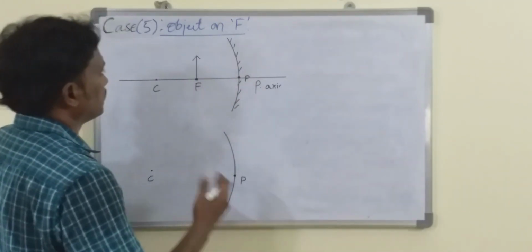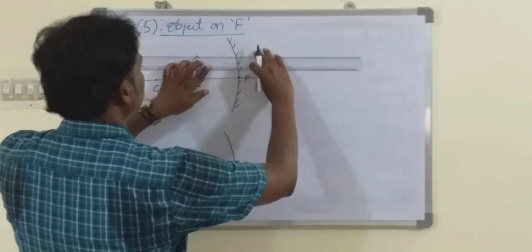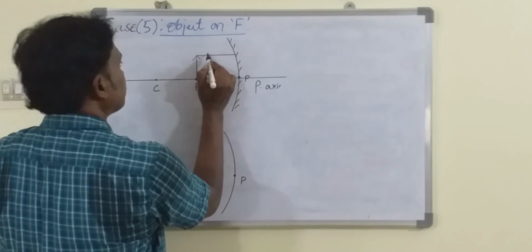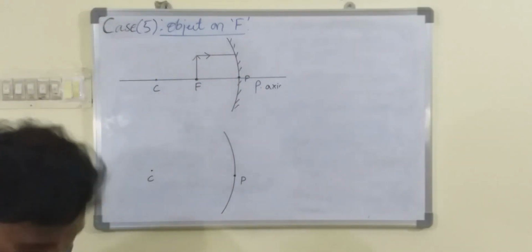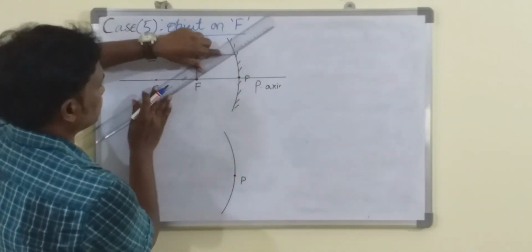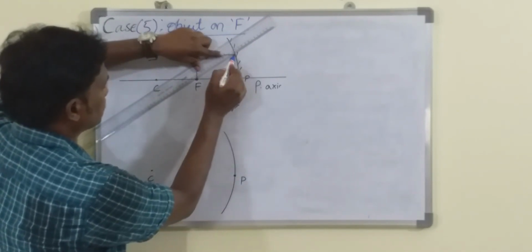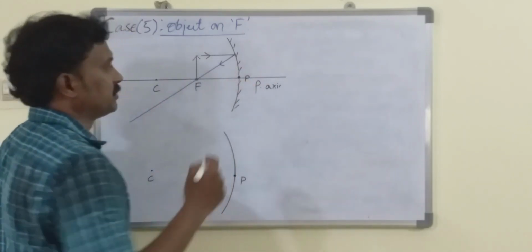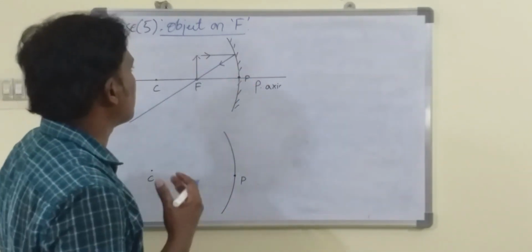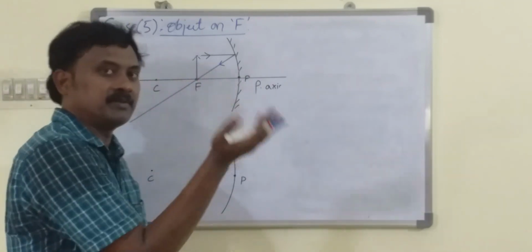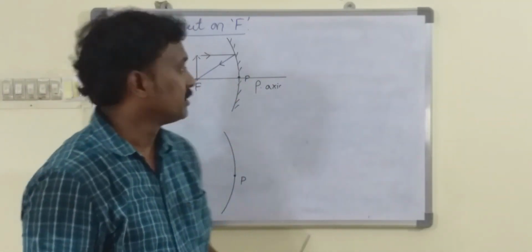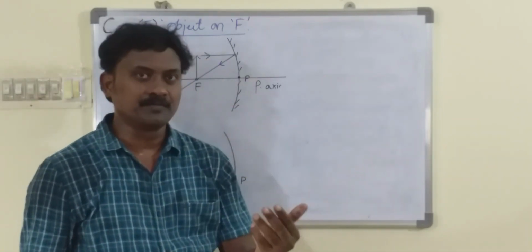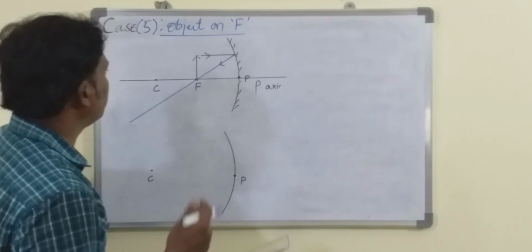The first, as usual, light ray is incident parallel to the principal axis. And how is it reflected? It passes through the focus. Now you should be very careful with this case. Why? Because the second light ray previously we used to pass from the focus, but since the object is on focus, we are going to follow the same rule but in a different manner. How? Let me tell you.